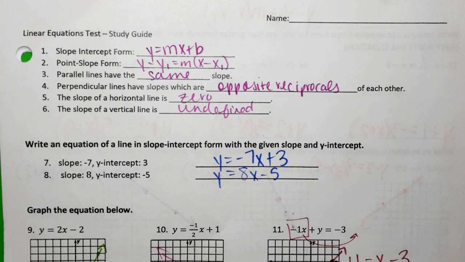You're supposed to turn in the pink sheet, not the white sheet.